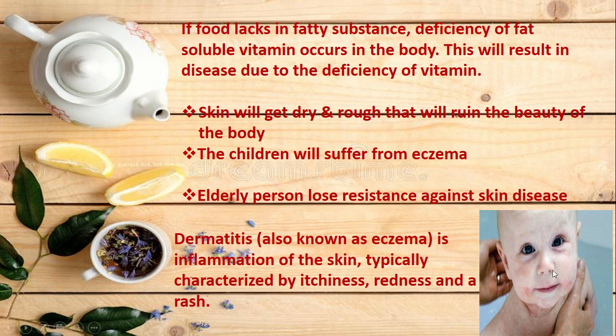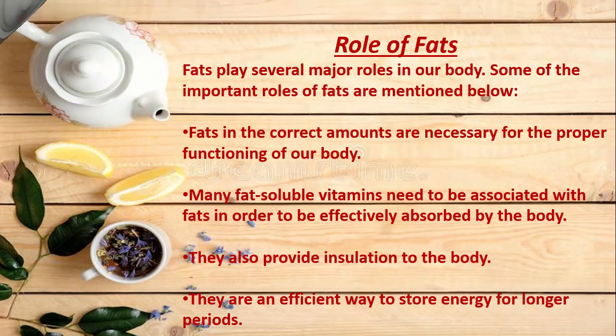What is eczema? That is dermatitis, where the baby has a rash of reddish color. It is an inflammation of the skin typically characterized by itchiness, redness and a rash. An elderly person loses resistance against skin disease.